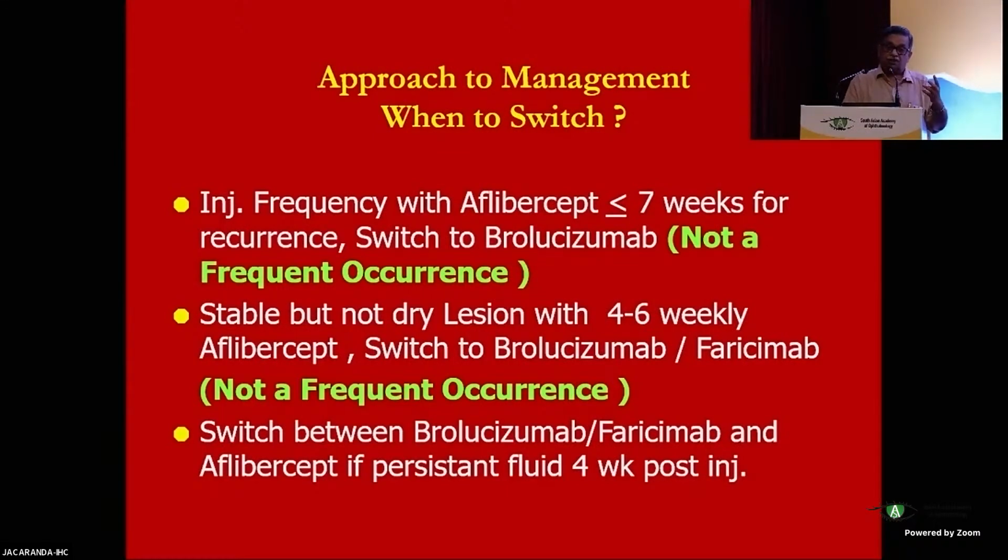In those cases, I decided to keep them on it, but I didn't want to give them monthly, as we already had studies saying don't give monthly. So I alternate with aflibercept: 1 month brolucizumab, 1 month aflibercept.